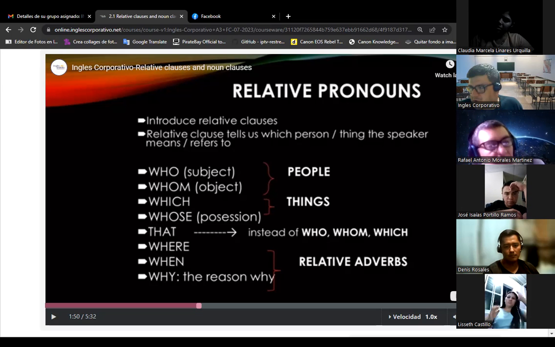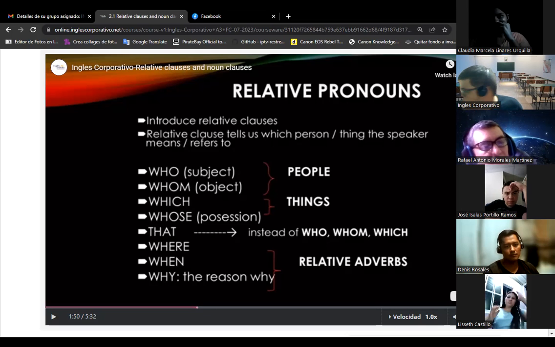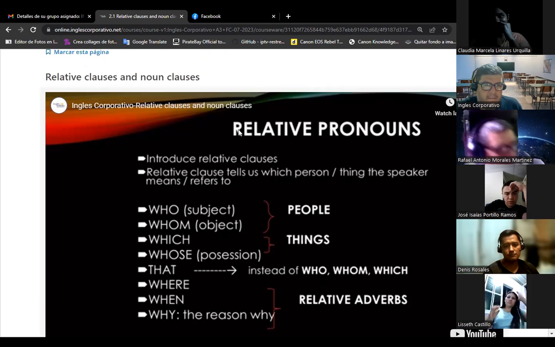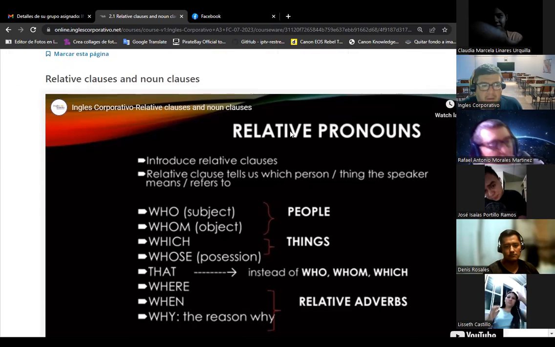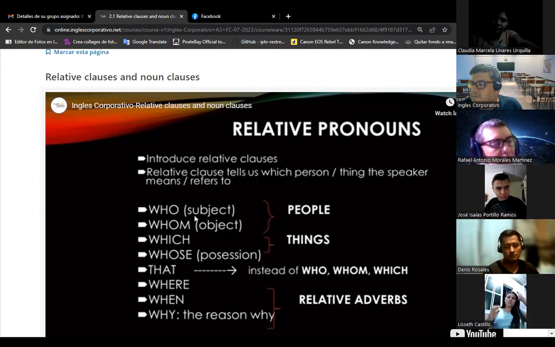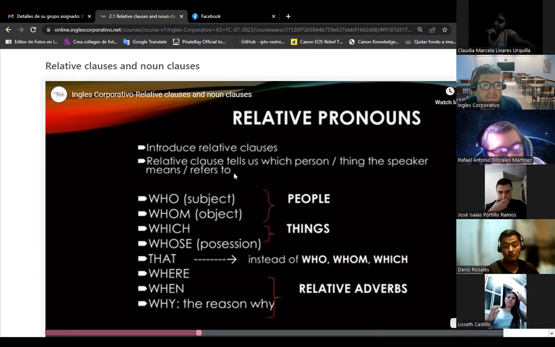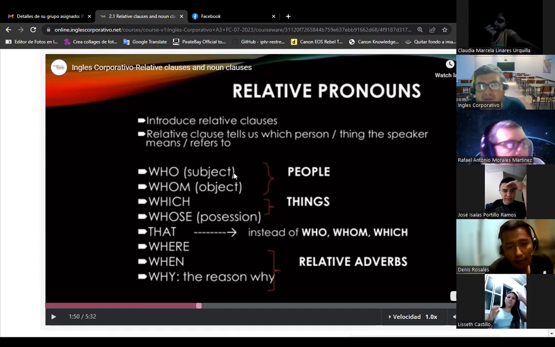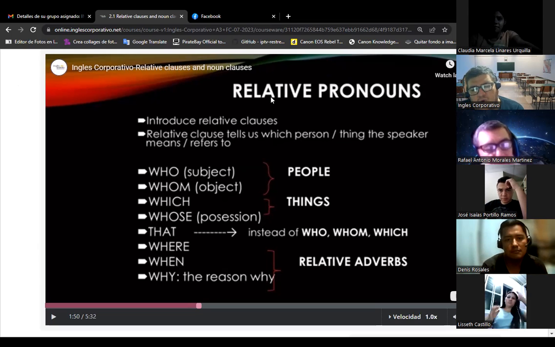Okay, who we understand, right? Yes. Whom? This is a very yes. Even native speakers don't use this correctly. Whom?